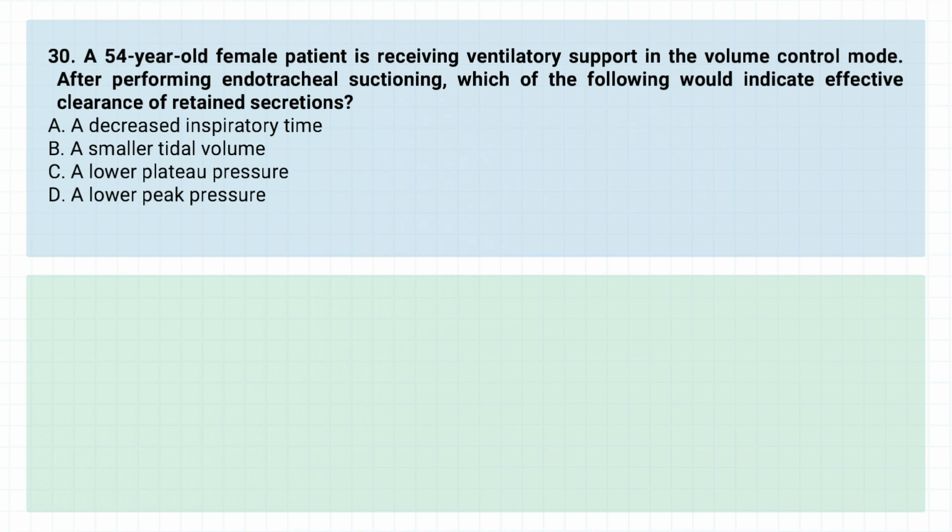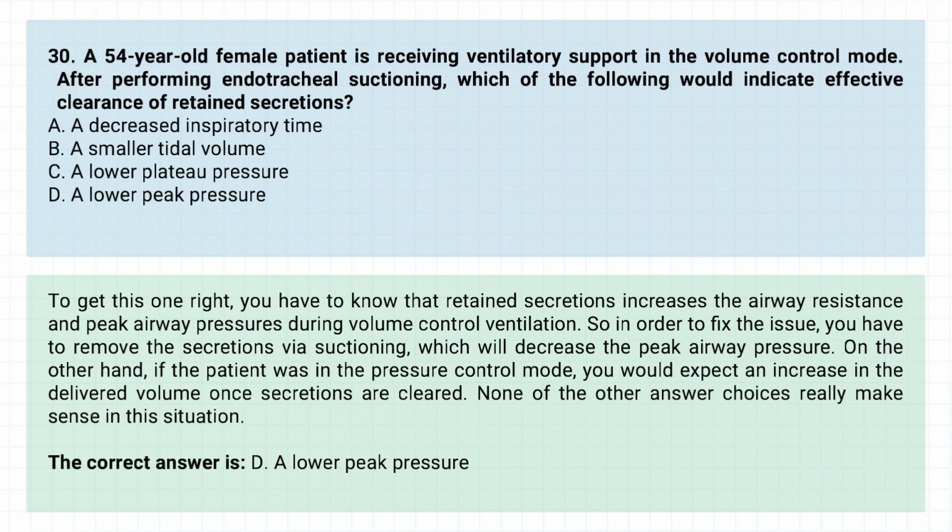The correct answer is D. A lower peak pressure. To get this one right, you have to know that retained secretions increase the airway resistance and peak airway pressures during volume control ventilation. So, in order to fix the issue, you have to remove the secretions via suctioning, which will decrease the peak airway pressure.